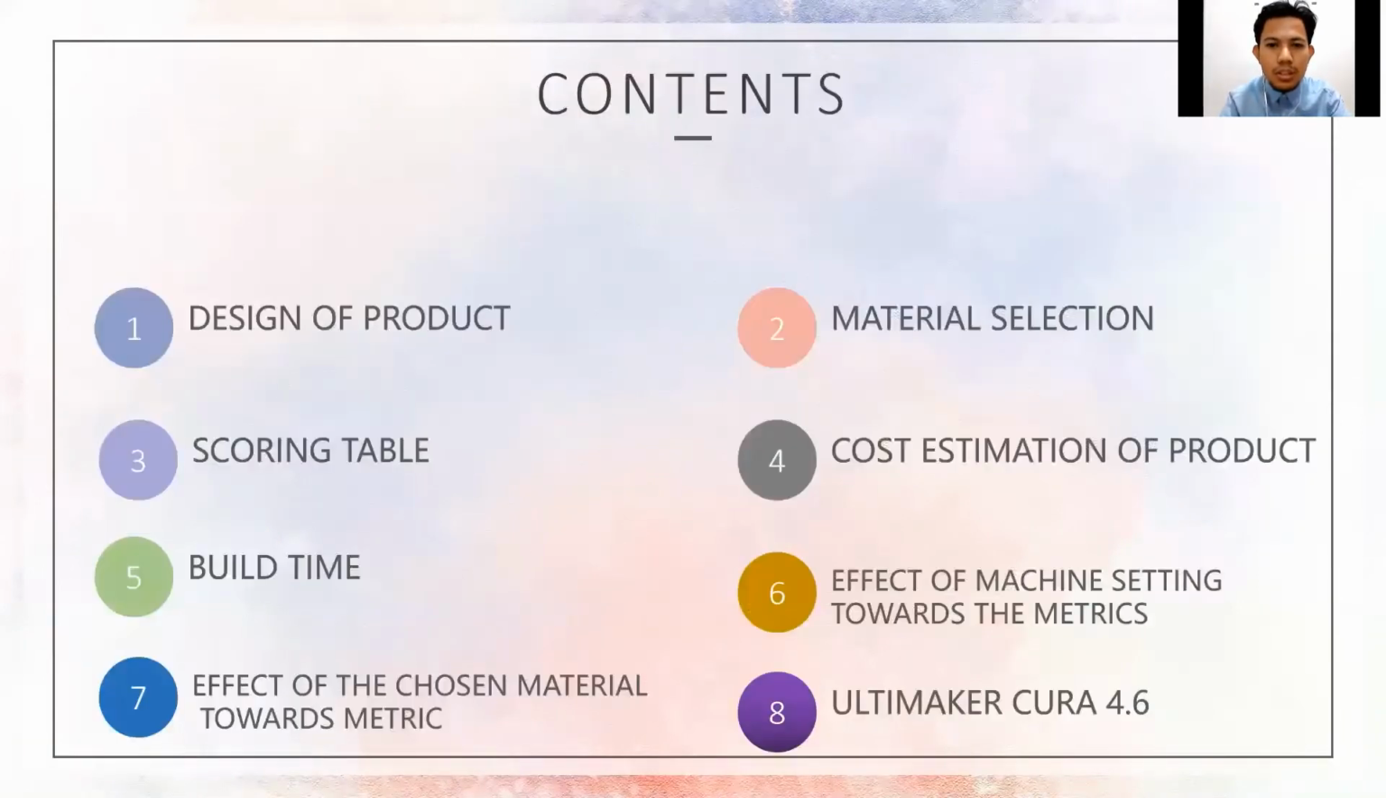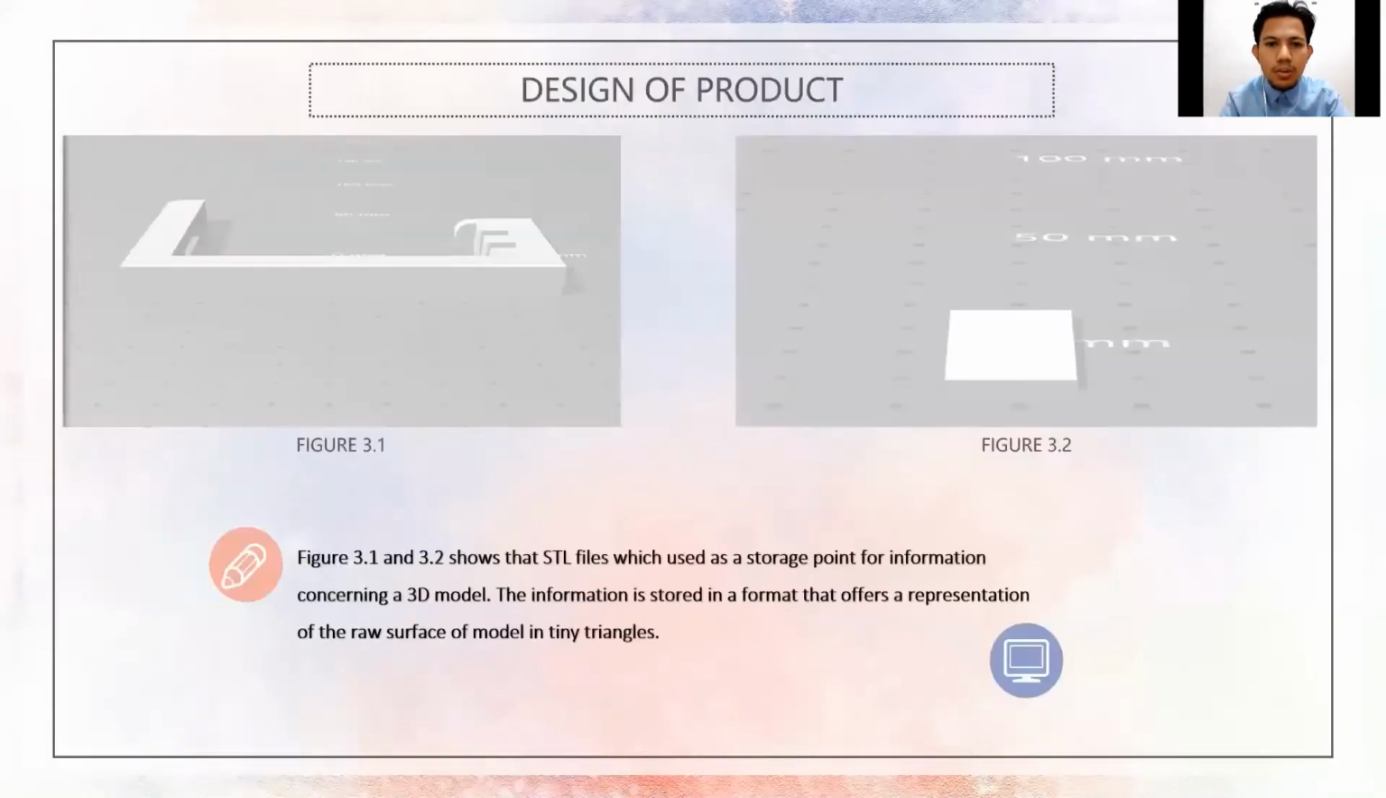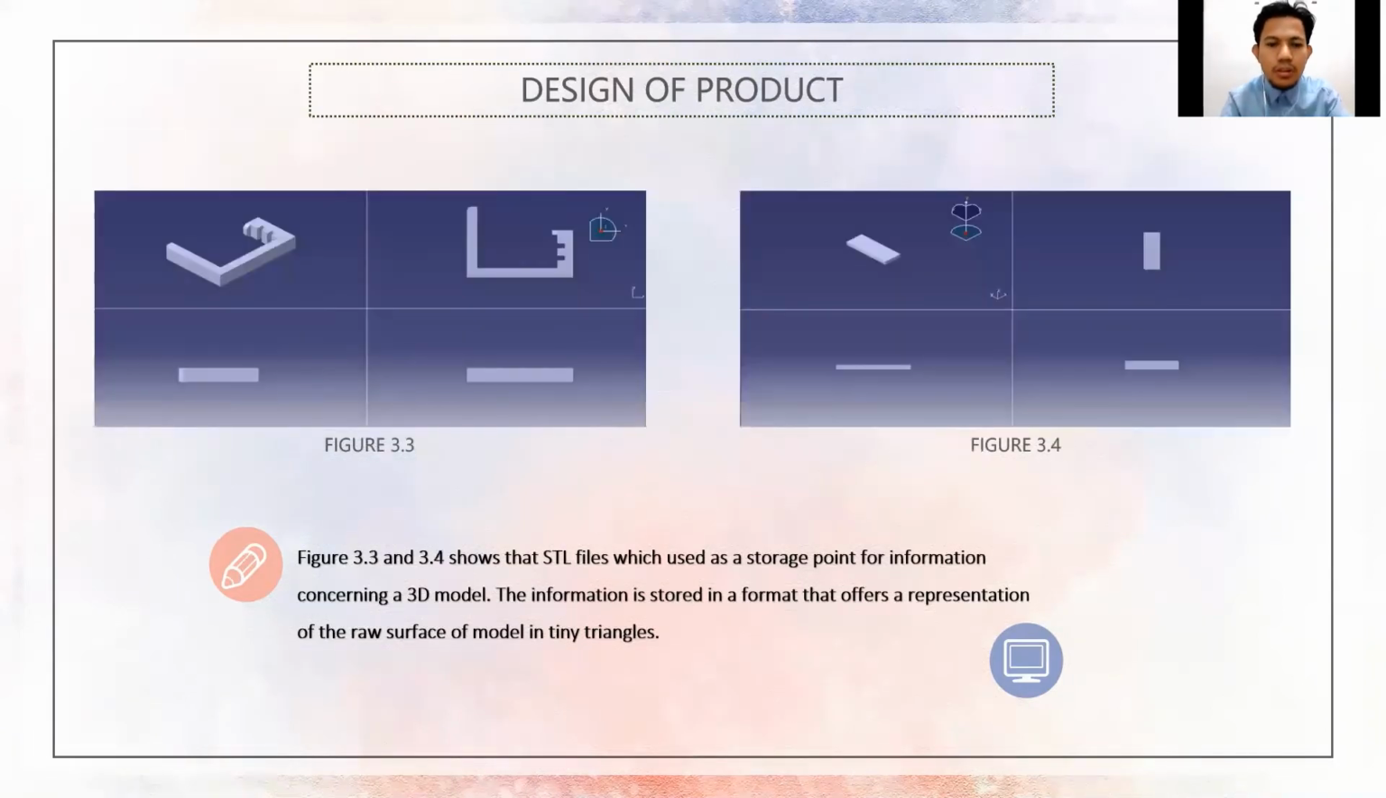Okay, for the content, we have 8 parts, and the first one is the design of the product. As you can see, on the left is the STL file for the handler, and the right one is the adhesive. Next is the CATIA software, and the figures show the orthographic projection drawing for the handler and the adhesive.